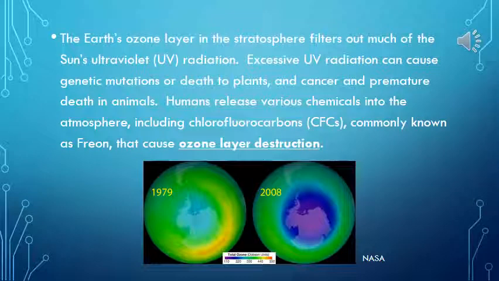The Earth's ozone layer in the stratosphere filters out much of the sun's ultraviolet radiation. Excessive UV radiation can cause genetic mutations or death to plants, and cancer and premature death in animals. Humans release various chemicals into the atmosphere, including chlorofluorocarbons, or CFCs, commonly known as freon, that cause ozone layer destruction.